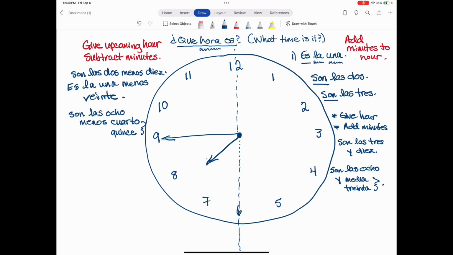Okay, I hope that this little screencast is at least helpful to refresh your memories about what we were talking about with telling time in Spanish. Your book has an okay set of examples. It's not bad, but I feel like this maybe gives you a little bit more instruction. If you have any further questions, of course, always let me know.